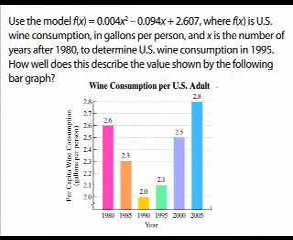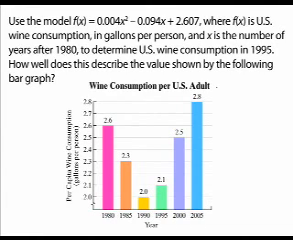In our next problem, we're going to use a model to determine some values for a given application. Use the model f of x equals 0.004x squared minus 0.094x plus 2.607, where f of x is U.S. wine consumption in gallons per person, and x is the number of years after 1980, to determine U.S. wine consumption in 1995. How well does this describe the value shown by the following bar graph?